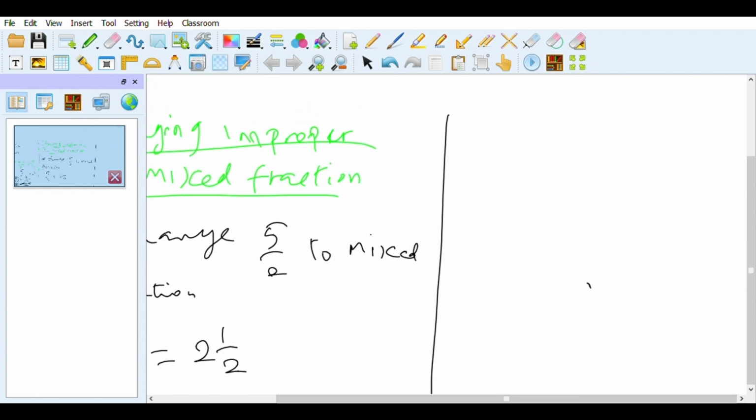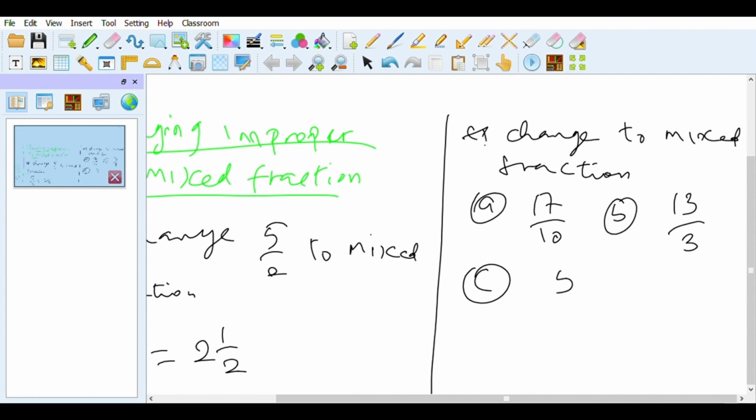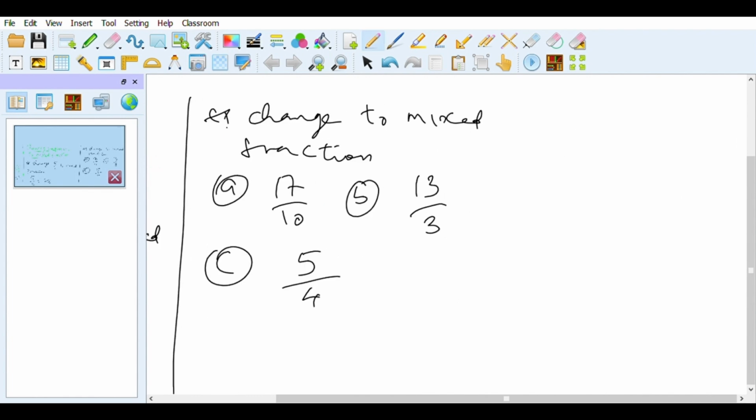All right, so let's take the other ones. Example, change to mixed fractions. I'll just take a few examples at once. Change to mixed fraction. A, we have 17 over 10. B, let's do 13 over 3. C, let's do 5 over 4. So okay, let's take the first one.